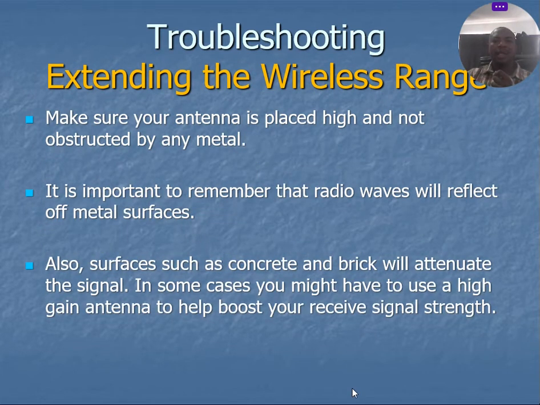Now, extending the wireless range. One of the things you ensure is that your antenna is placed at a very high altitude, on a hilly or mountainous area, or you build a tall mast for it, so that there will be a clear line of sight and your antenna is not obstructed by any metal. Not only metal, but also concrete, buildings and bricks. But metals, remember, reflect your signal. They reflect the signal from the antenna, so you're not going to get what you're supposed to get.